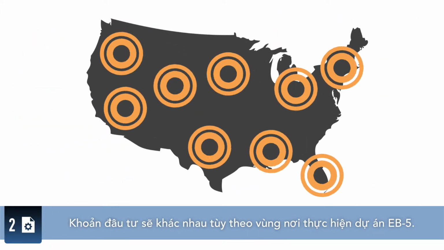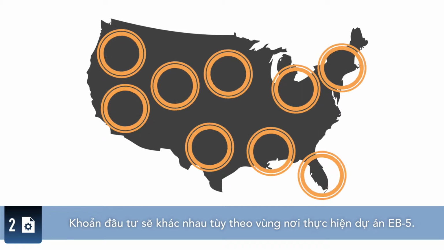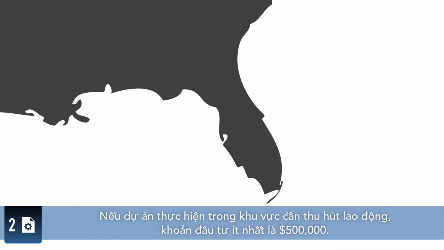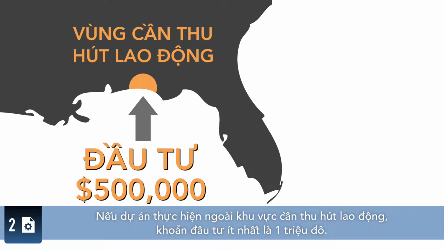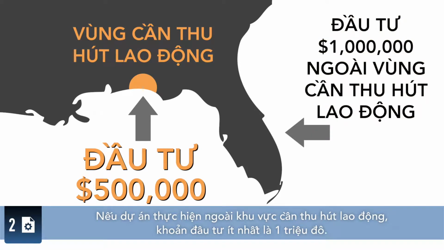The minimum investment amount varies depending on the location of the EB-5 project. If the project is located in a targeted employment area, or TEA, then the minimum investment amount is $500,000. If, however, the project is not located in a TEA, the minimum investment amount is $1 million.